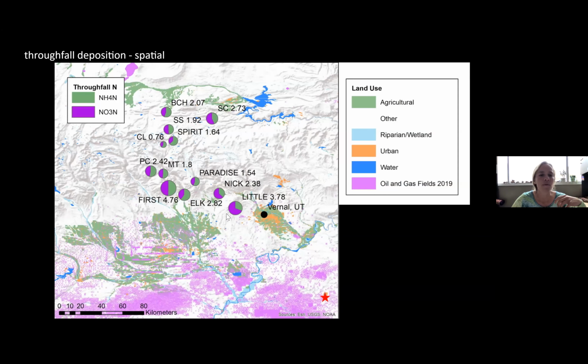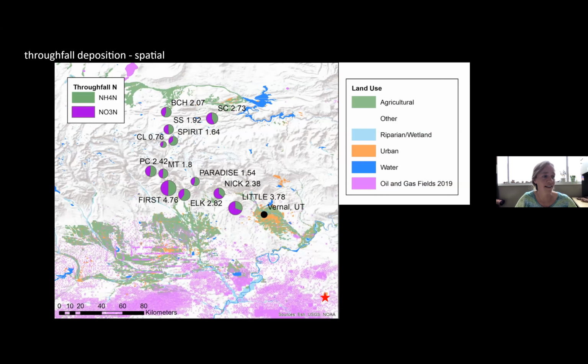And you can also see it was divided differently between reduced and oxidized nitrogen. Some of these sites, Little Mountain and First Conifers, and then the site over by Sheep Creek, and this site back here in the Deep Creek drainage, were dominated by oxidized forms of nitrogen, whereas up in the mountains and by Elkhorn, these were more dominated by reduced forms. So that's what we found was coming into the forest.